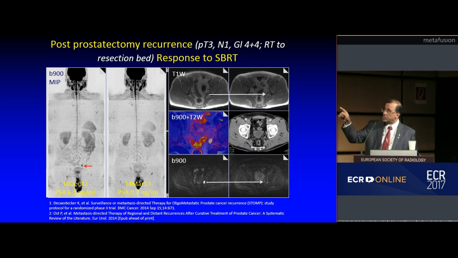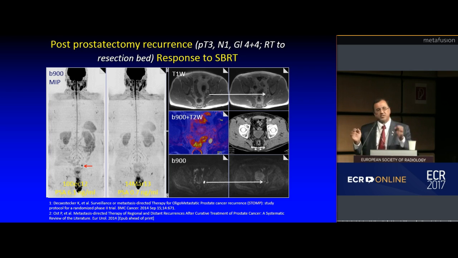Now, this was 2013. His PSA today is still 0.05. So we've gone 4 years. We've spot welded 3 or 4 lesions. We haven't started any systemic therapy.